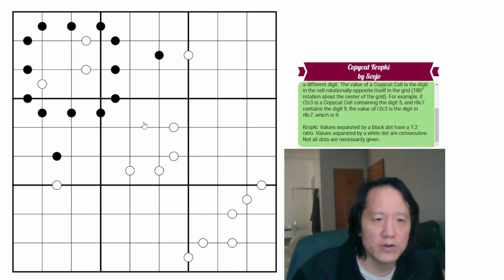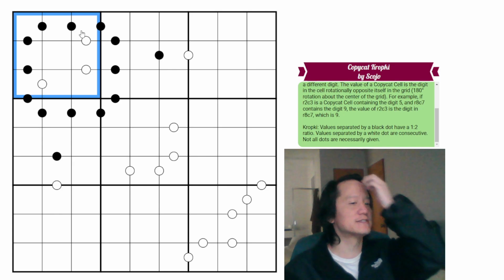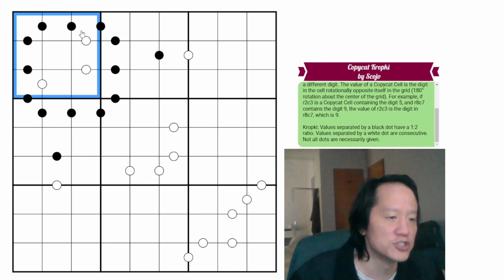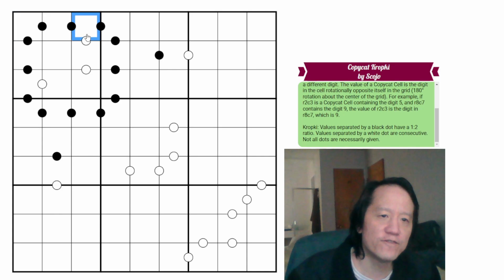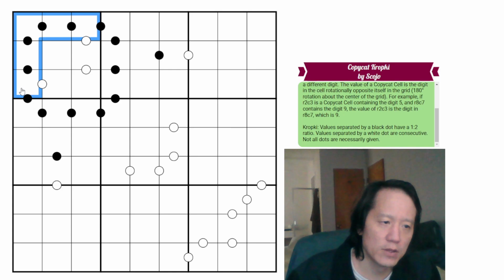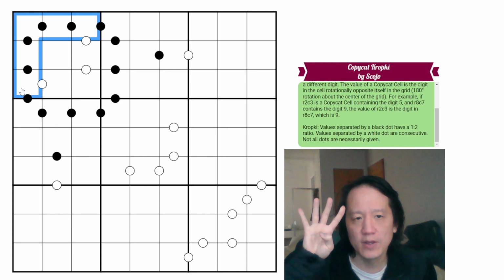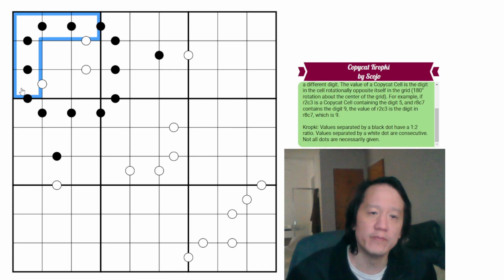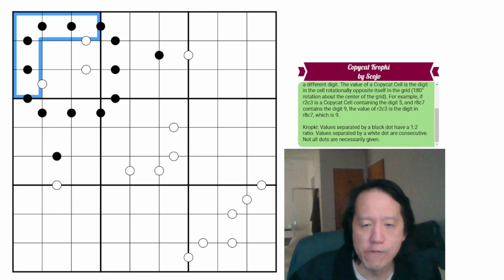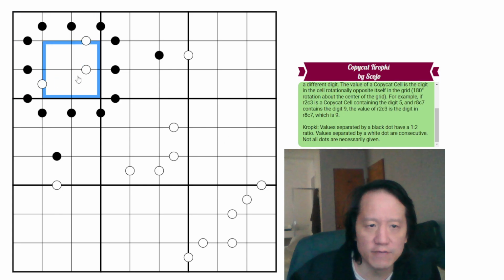Let's go. Okay, so first things first, there's only one copycat cell in box 1. If you have 4 digits that are in a 1:2 ratio with each other, it has to include 1, 2, 4, and 8. Since there are 5 digits, that means one of them must be the copycat cell. So the copycat cell cannot be any of these.